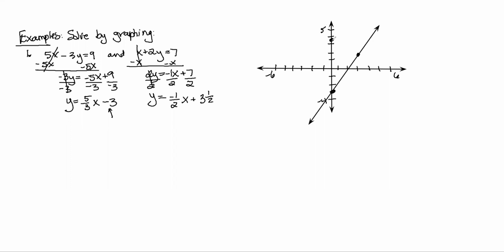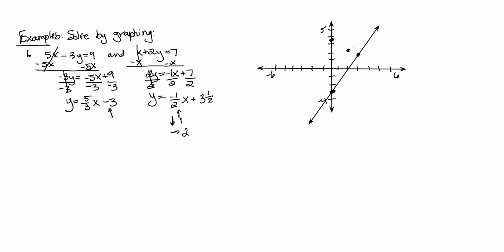And now the slope for this one's a little bit harder. So we have -1 over 2. So this means down 1 and then right 2. So if I start at 3.5, we're going to go down 1 and then right 2.